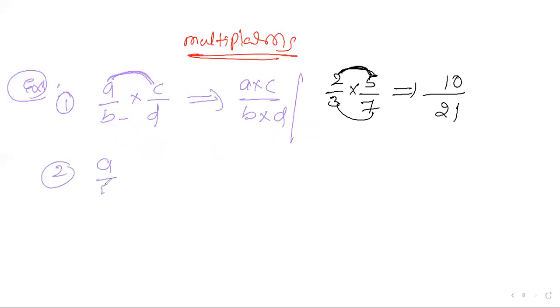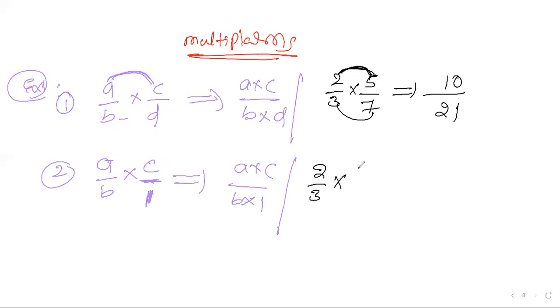Next, the second method I'll take. For example, A by B is there. You multiply with C only. If a fraction is not available, you assume the denominator is 1. Nothing is there, so the denominator you can take as 1. Same thing here, A into C, B into 1.